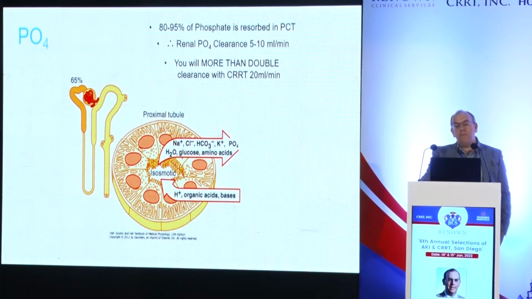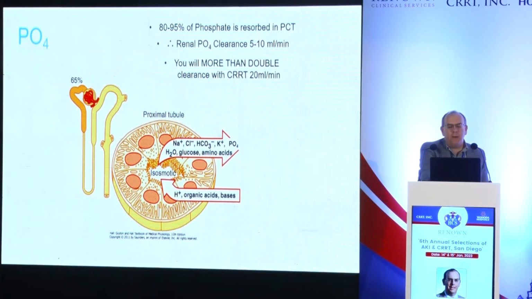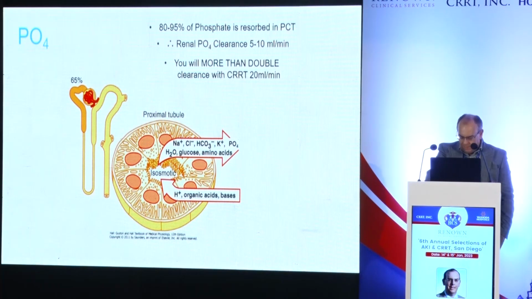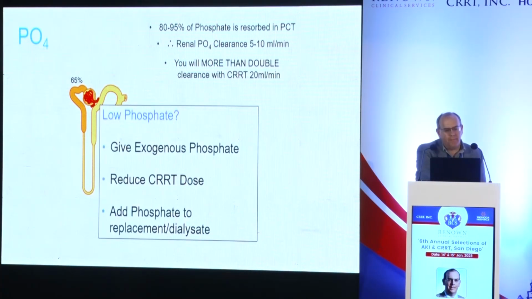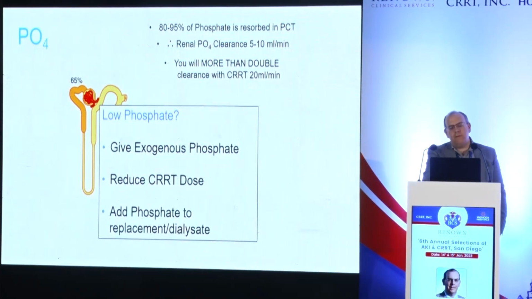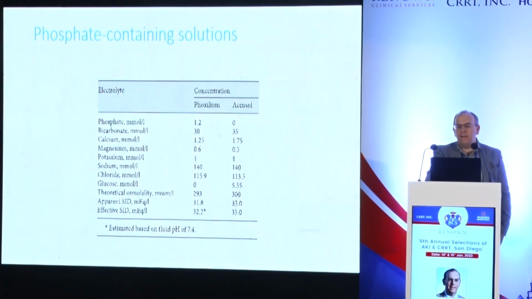So in fact, we may be giving more than double the normal phosphate clearance with CRRT, despite the fact we're only giving a fifth of the normal creatinine clearance. And so this explains why the patients need large amounts of phosphate. This is not true in intermittent dialysis because phosphate is predominantly intracellular and its clearance will be rapidly attenuated during a short session because it's not in equilibrium. But CRRT is in equilibrium. So what do we do? Give exogenous phosphate, reduce the dose, add phosphate to the replacement dialysis fluid. Well, certainly we can use phosphate-containing solutions, and they're very attractive, particularly in combination with citrate.